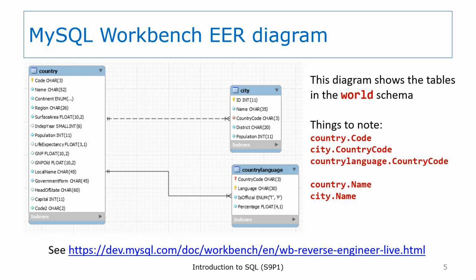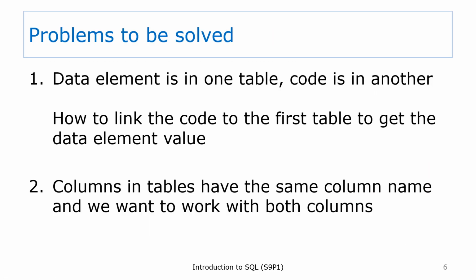So here are two problems we are going to solve to get started using joins in SQL. The first problem is the most important. With two or more tables, a data element is in one table and a code is in another table. We need to be able to link or join or relate the two tables based on the value of the code so that we can also have access to the data element value.